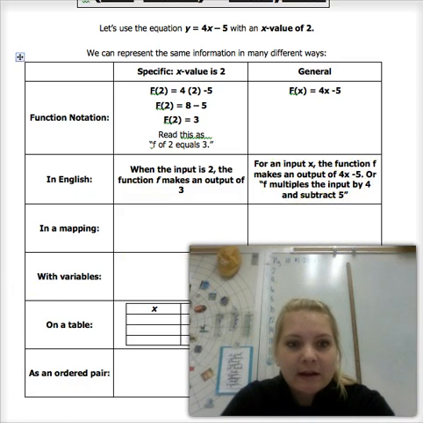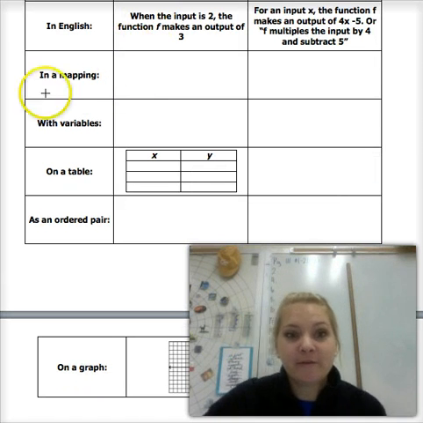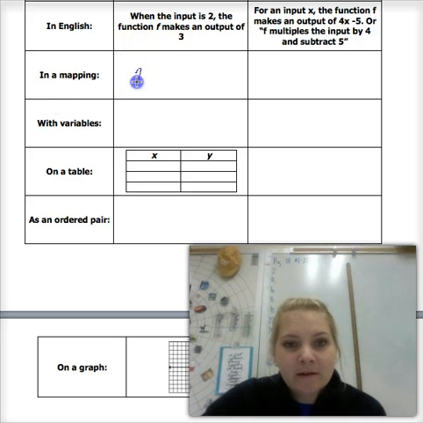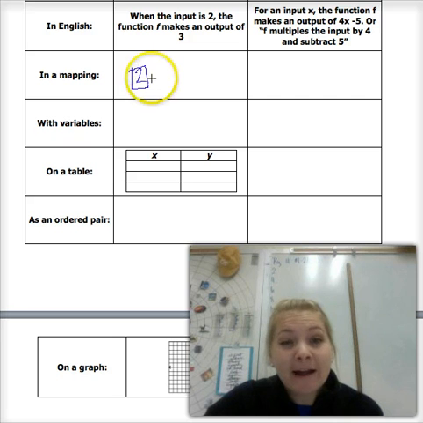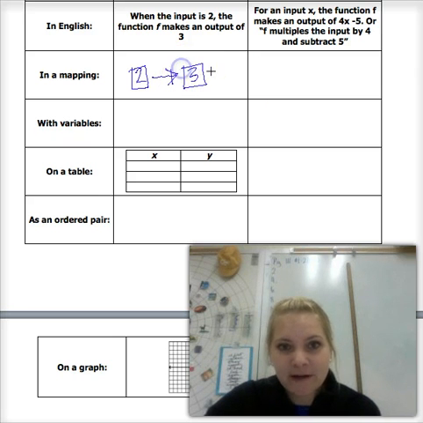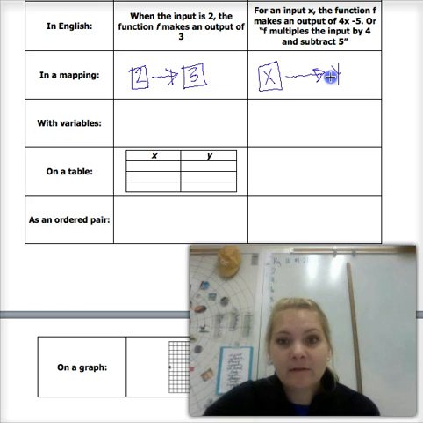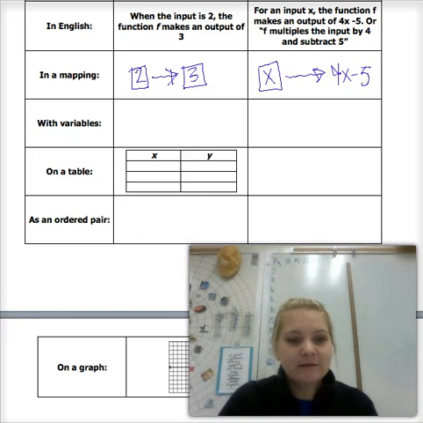So we're going to take a look at next how it looks in math. All right, let's take a look at what this particular function looks like in mapping. So we still have our input-output, and since we have the input 2 and the output 3, 2 will go in the box or an oval, and we'll draw an arrow to 3. Now in general, we have our input of x, and that will go into the output of our function, which is 4x minus 5. So that's what we're looking at with that input-output.